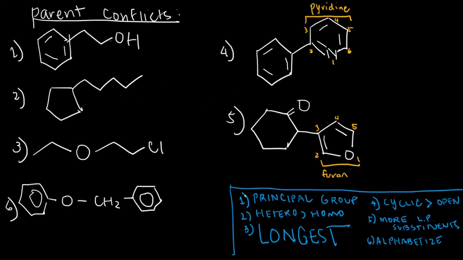In fact, rule number 1, which is the most powerful rule of all, states that among all other rules, the parent chain is one which contains the principal group. Going back to number 1, the principal group is OH. And since OH is attached to this ethyl part, or this 2-carbon chain, apparently this is our parent chain. We write that as ethanol, because that's 2-carbon single bonds OH, right?